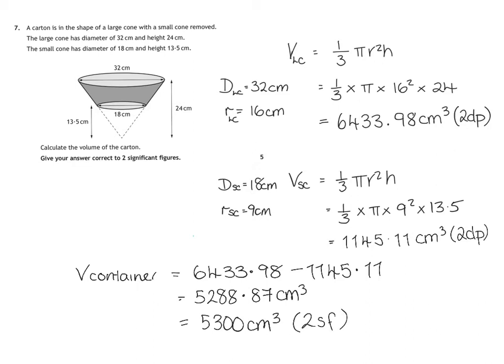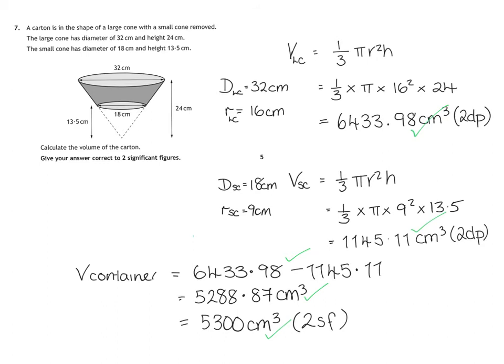Right, so marks here. We get 1 mark for showing evidence of trying to find the difference between 2 volumes. So knowing that it's one volume take away another one and showing something gets us our first mark. We get our second mark for finding the volume of the large cone correctly. Our third mark is the volume of the small cone. Our fourth mark is for actually following through and getting the subtraction. And then our final mark is for our correct rounding to 2 significant figures.